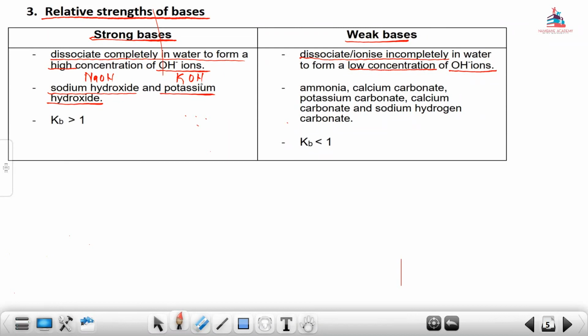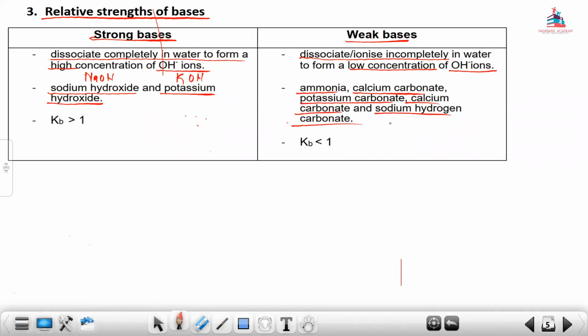But it is going to be advantageous and easy for us once we understand the basics of how I can classify one that is strong and how best I can classify the one that is weak. So ammonia, calcium carbonate, potassium carbonate, sodium hydrogen carbonate, they are all weak bases.